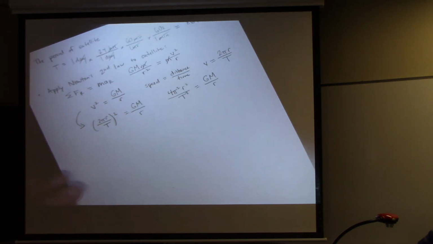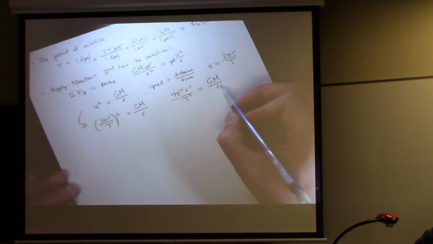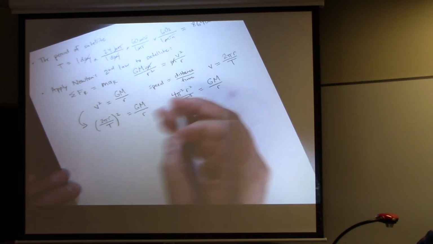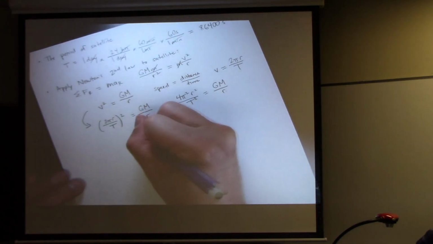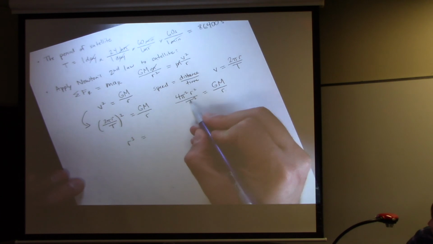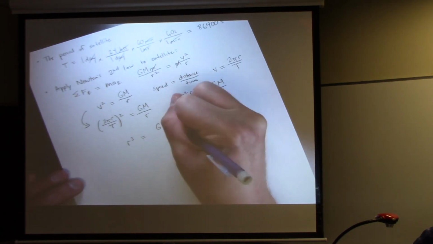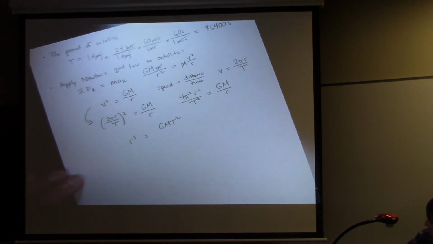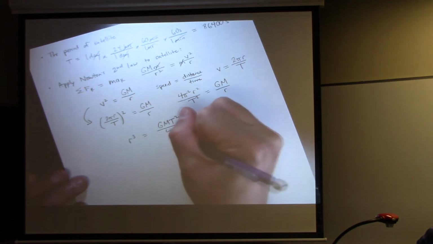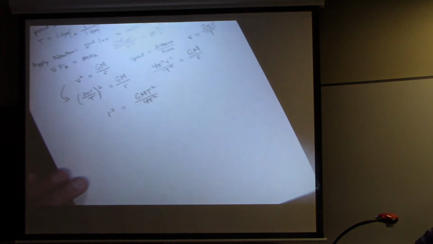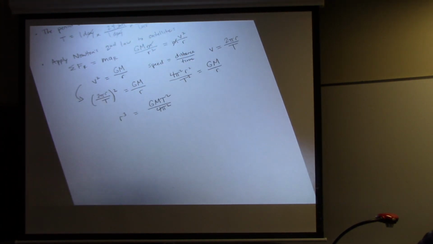So my next move is I'm going to multiply on both sides by r, which gets rid of the r in the denominator here, and it makes this r to the third power. I'm going to multiply through by T squared, which gets rid of the T squared in the denominator and puts it over here. So on the right side, we're going to have GMT squared. And then finally, I'm going to divide out the 4π squared. So what we have is r to the third power equals GMT squared over 4π squared.